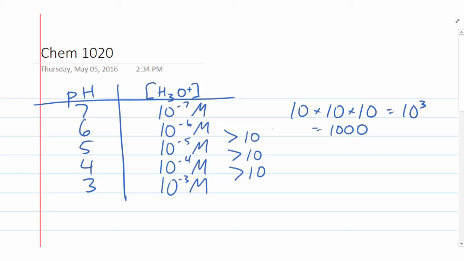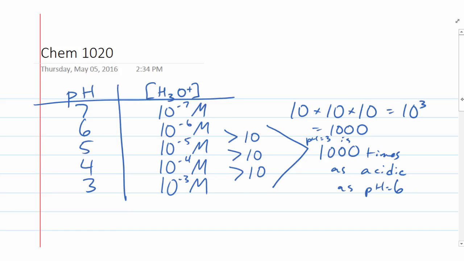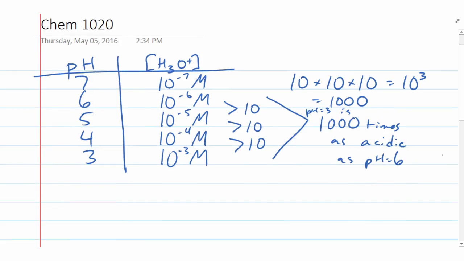So at a pH of 3, right here, pH of 3 is 1,000 times as acidic as a pH of 6. So again, pH of 3 is 1,000 times as acidic as a pH of 6. Now you say, well, what's the big deal on this? Well, one of them, first of all, is the fact that it's a logarithmic scale. Now, many of us don't understand what that is.